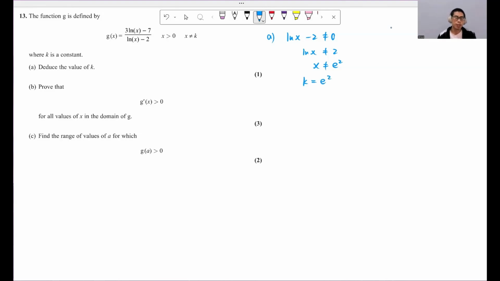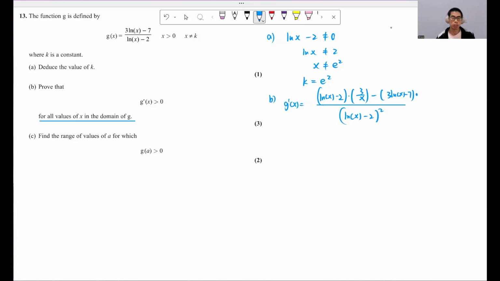And then part B, prove that the derivative is more than 0 for all values of x in the domain of g. Okay, so first we need to differentiate. It's a fraction, so we need to use the quotient rule. For the quotient rule, we need to square the denominator, so v squared, and then on top would be v times u dash, which is 3 over x, and then minus u times v dash. So ln x differentiates to 1 over x.